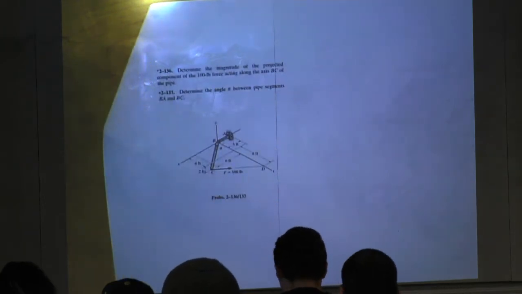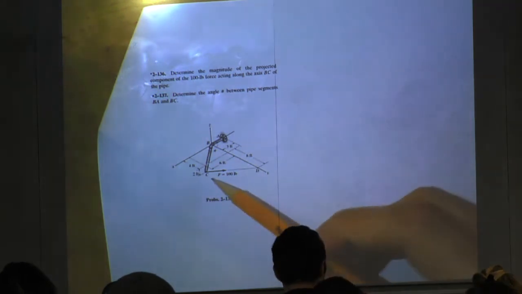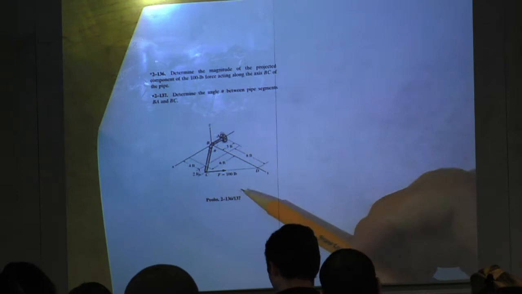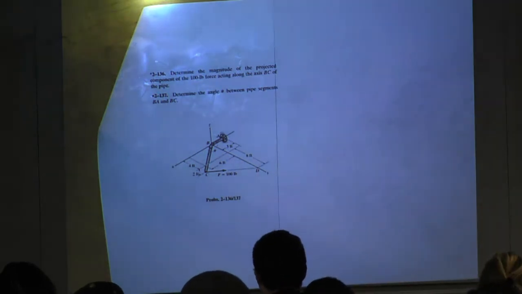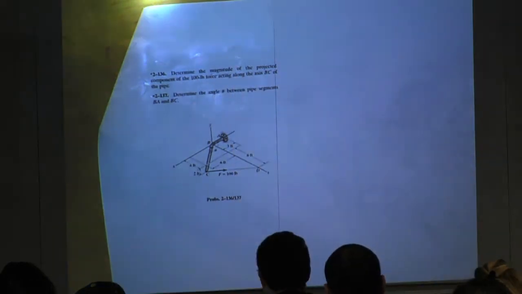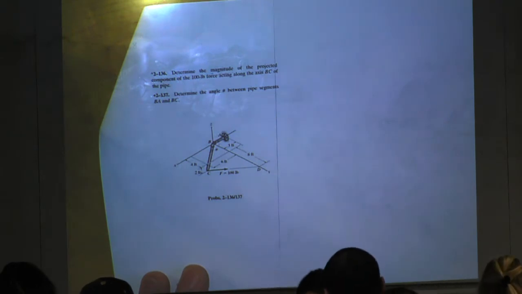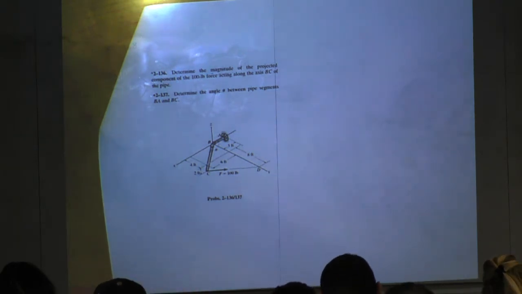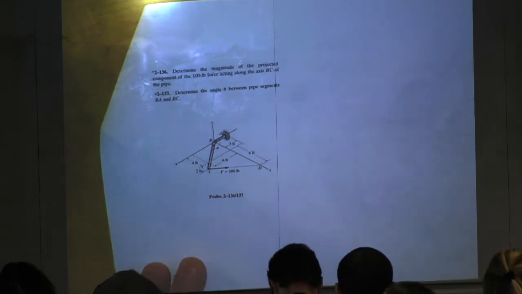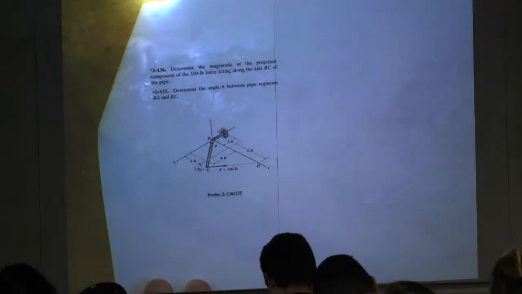The first part of this problem is: determine the magnitude of the projected component of the 100-pound force acting along the axis BC of the pipe. What's important in this question? We need the magnitude, so it's not a vector, it's going to be a scalar, of the projected component. A projection of a component is usually a force dotted with a unit vector in the direction you're projecting onto. It says acting along the axis BC, so that's the unit vector we're going to use.